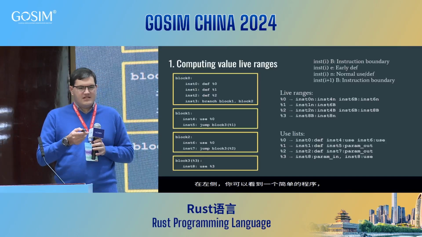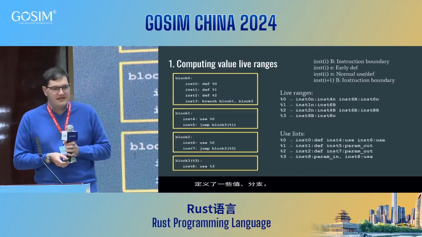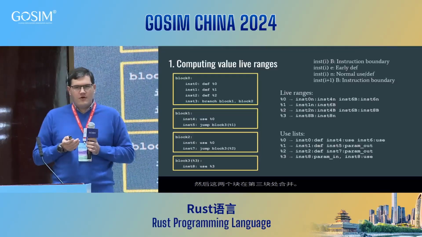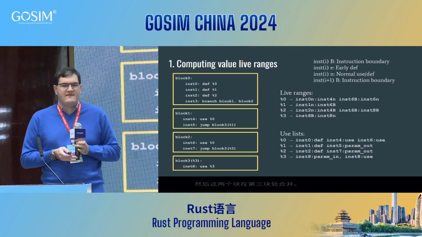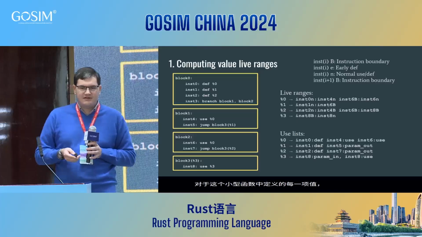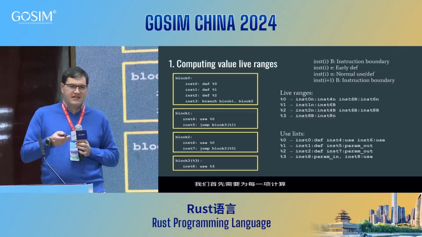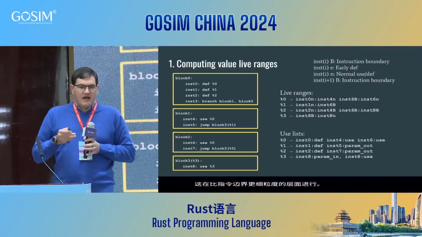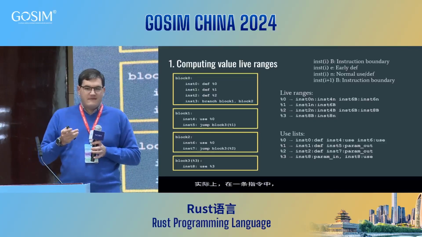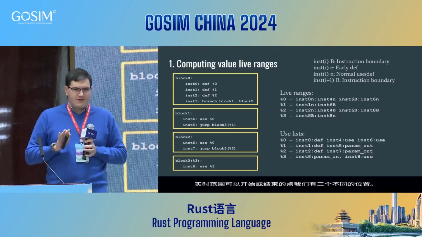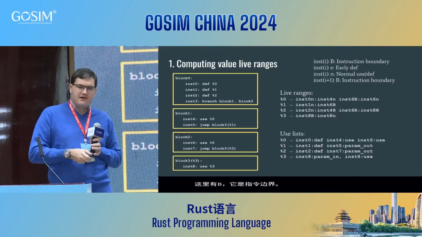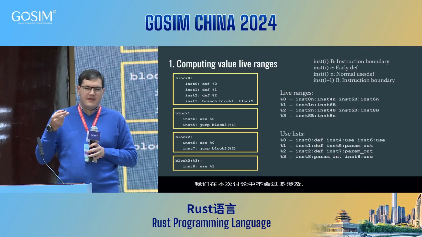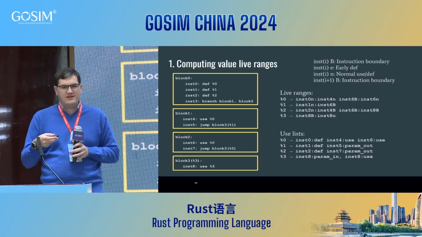For each of the 3 values defined in this small function, we first need to calculate what parts of the function it is live in. And this is done at a higher granularity than just the instruction boundaries. We actually have 3 different points within an instruction where a live range can start or end. There's B, which is the instruction boundary, early def, which we're not going to talk much about in this talk, but the other one is the normal use and def, which basically means that the use of a value ends at this point and the definition of a value starts at this point.